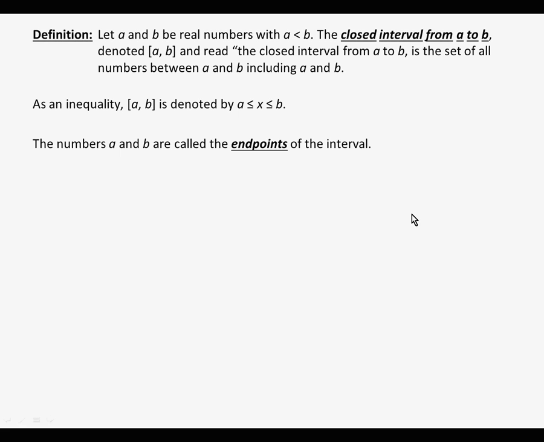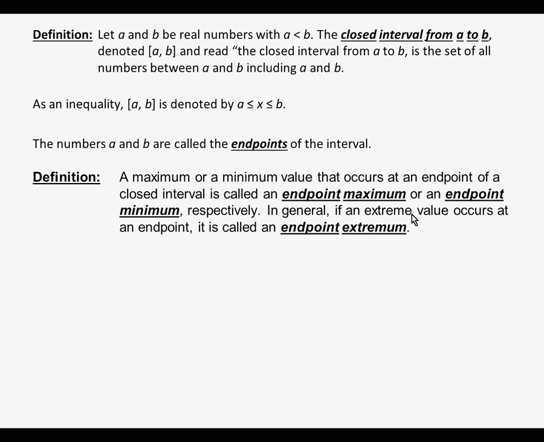So the numbers a and b are called the endpoints of the interval. A closed interval includes its endpoints. An open interval does not. Now definition. A maximum or a minimum value that occurs at an endpoint of a closed interval is called an endpoint maximum or an endpoint minimum, respectively. So in general, if you have the extremum occurring at an endpoint, it's called an endpoint extremum.